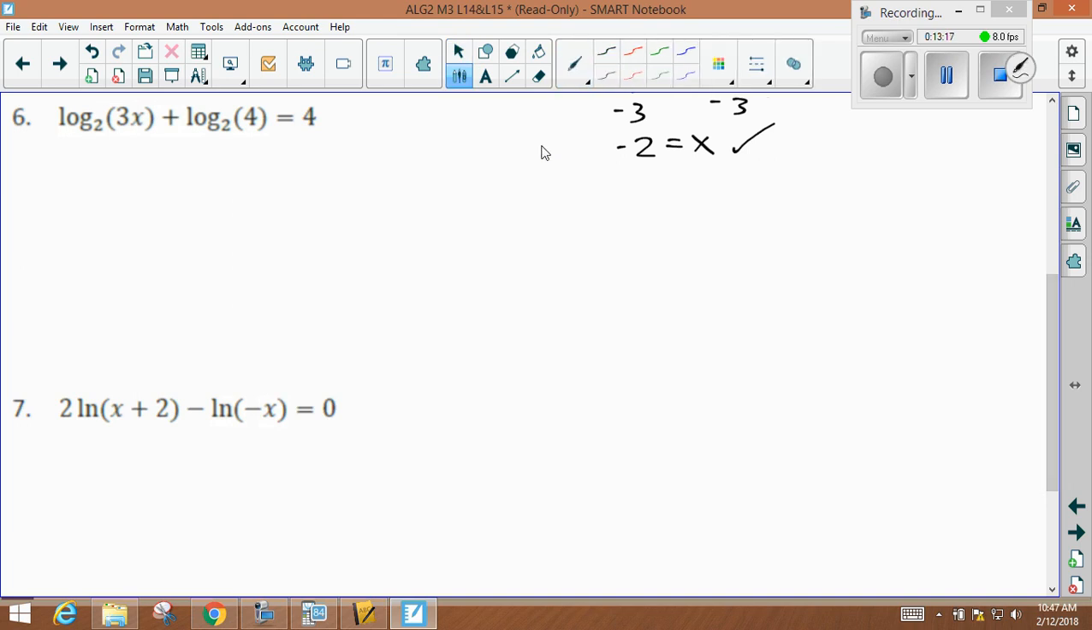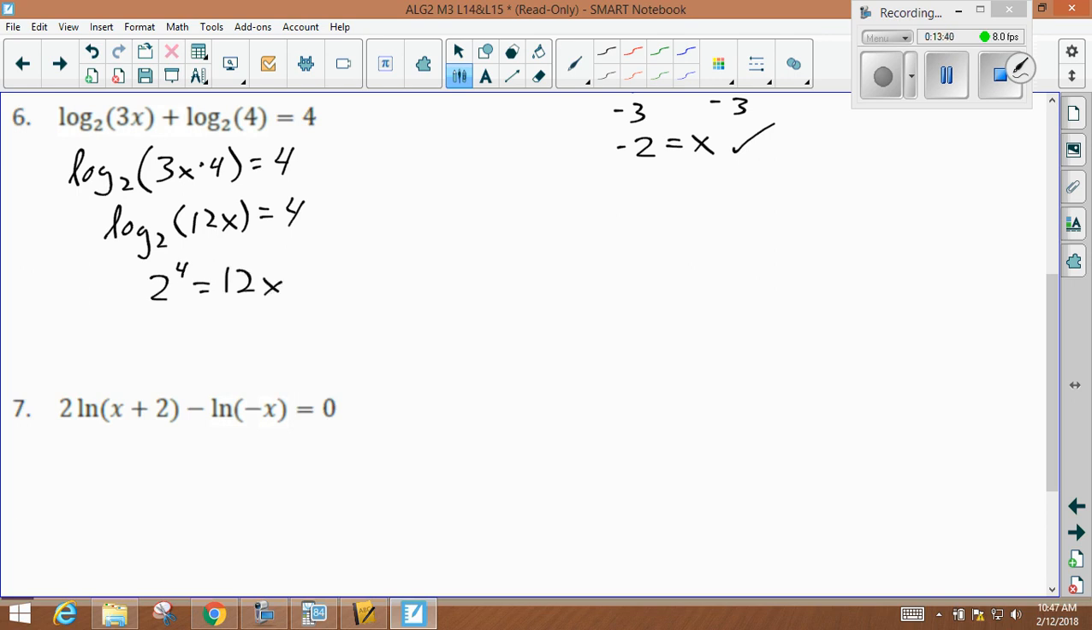All right, first thing I need to do is write this as a single logarithm. 3x times 4 is equal to 4. There we go. I'm going to go ahead and multiply those things together and call that 12x equal to 4. Let's write it as an exponential equation. 2 to the 4 power is equal to 12x. 2 to the 4th power is 16.